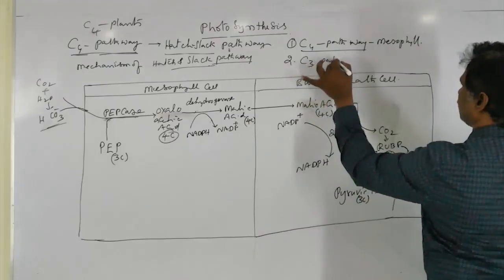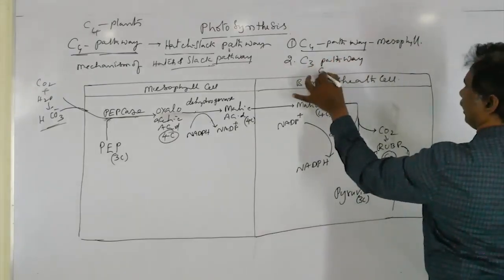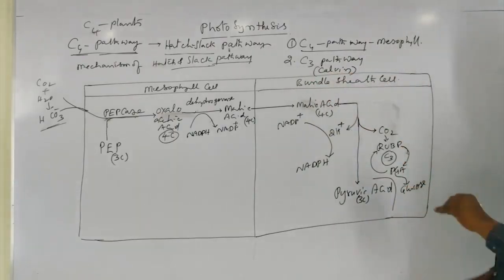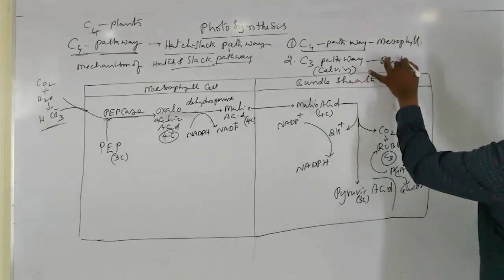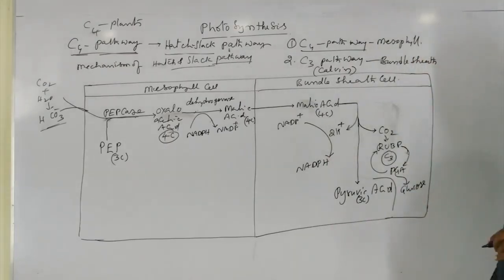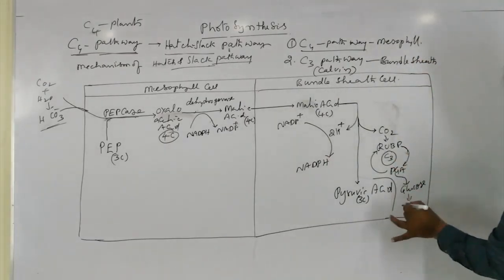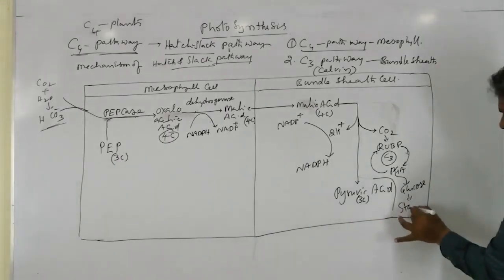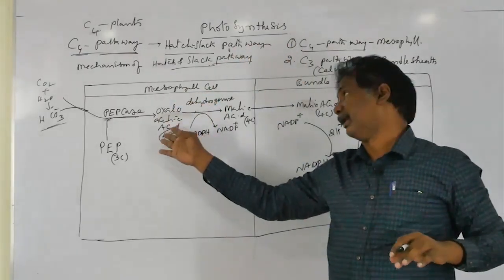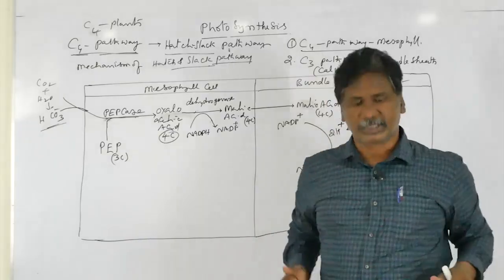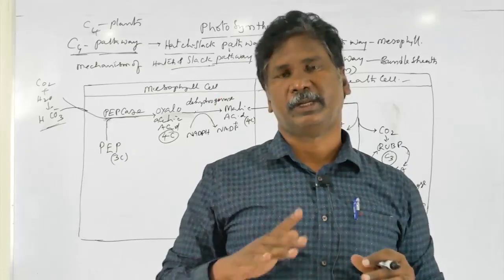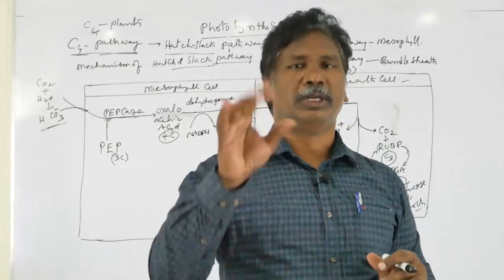That C3 pathway is also called the Calvin cycle. The Calvin cycle takes place within the bundle sheath cells. Food material is also synthesized through the Calvin cycle, so food is synthesized within the bundle sheath. Food is not synthesized within the mesophyll cells. Starch synthesis takes place within the bundle sheath cells, because in these cells agranular chloroplasts are present, only stroma is present.